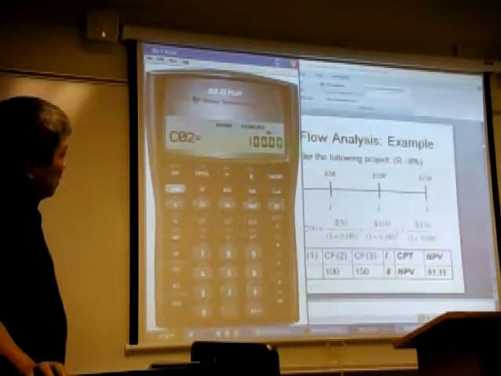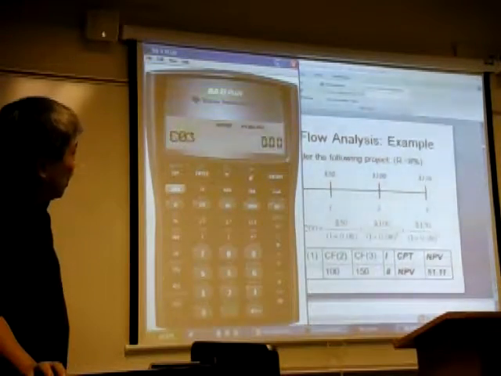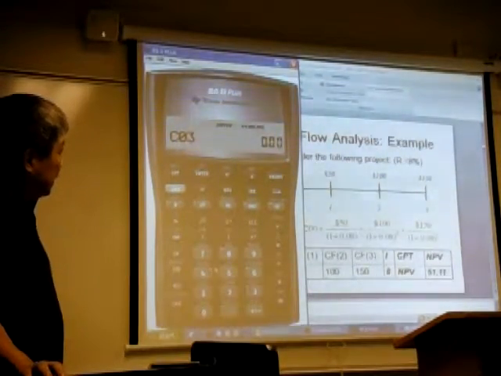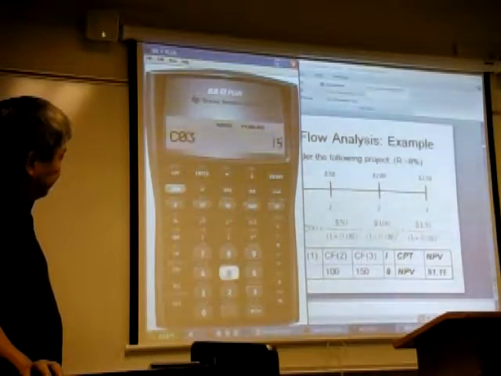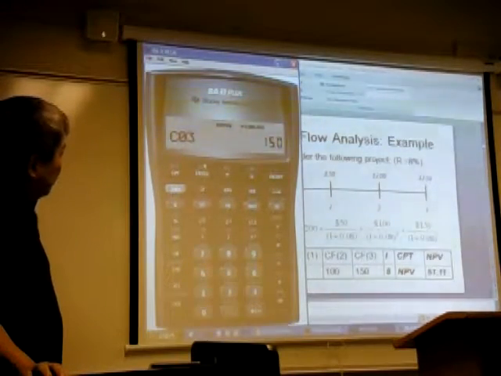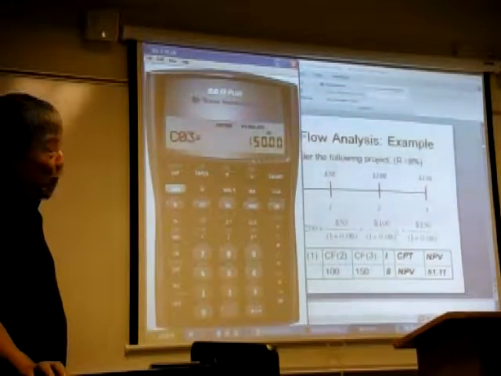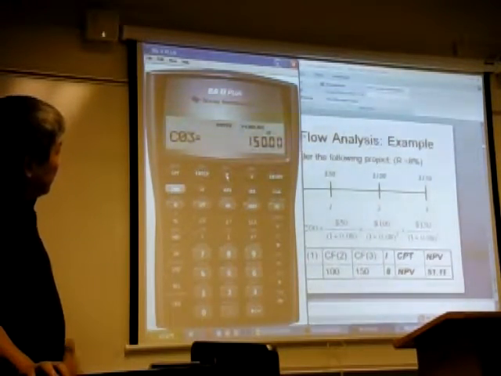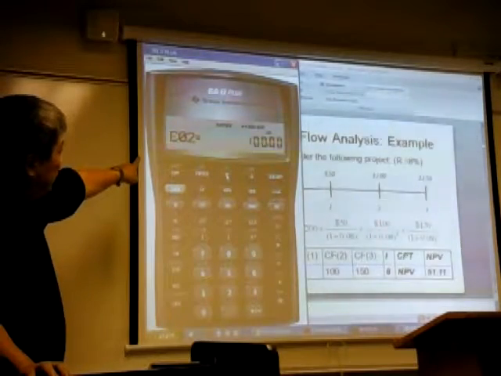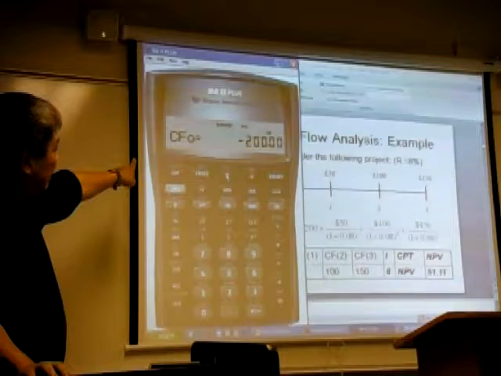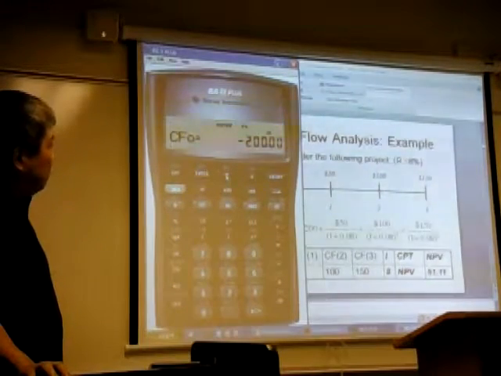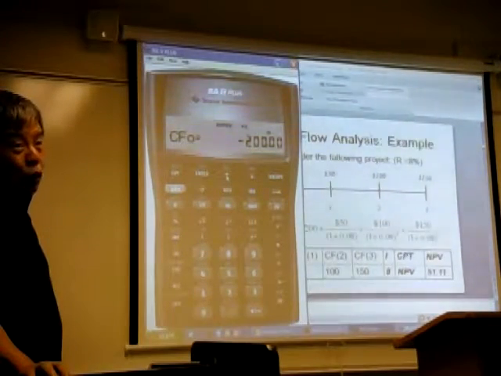Enter. F2, by default, move further, F3. Now F3 is 150. Enter. Now you can use the arrow key to check all the numbers you entered. CF3 150, CF2 100, CF1 150, CF0, initial cash flow negative 200.